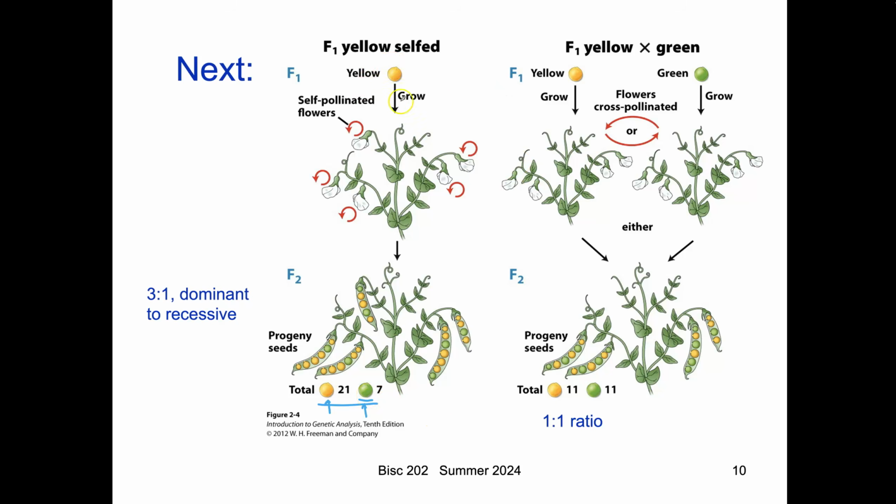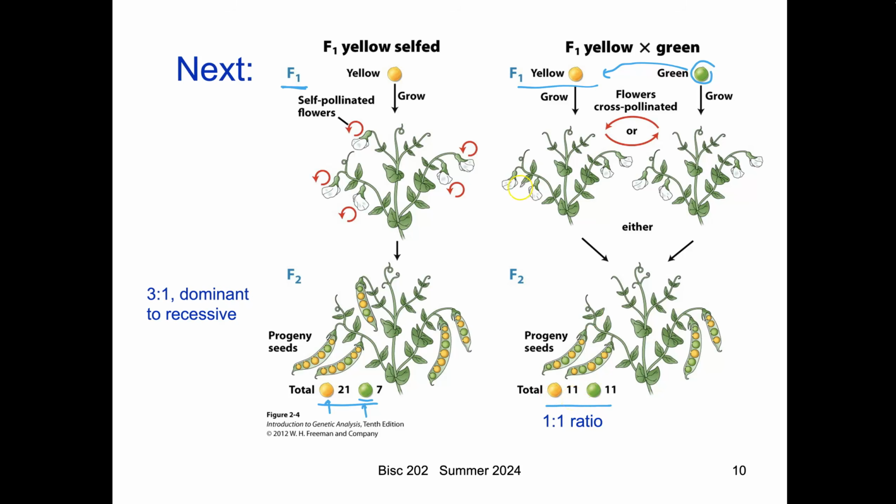If you take those F1, note these are the F1, not the pure breeding, but the progeny of the pure breeding. If you take those F1 yellow and you pollinate with green, or you take the green and you pollinate with the F1 yellow, you can do the cross either way. And when you do, you find that you have equal numbers of yellow and green.